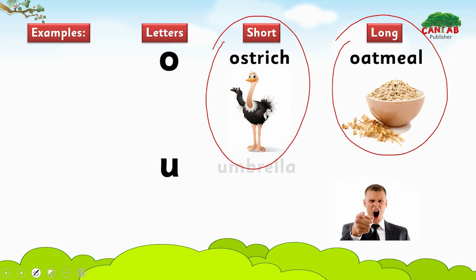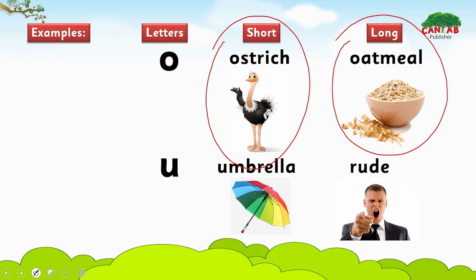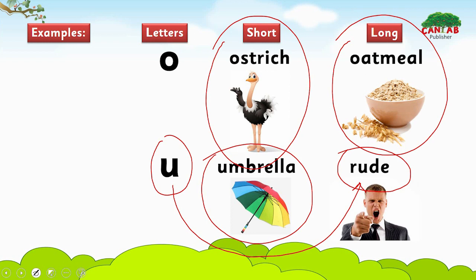The next one is U. So now listen to the sound of U carefully. Here it sounds like umbrella. Umbrella. And here it is rude. Rude. In rude, the U is a long vowel, and in umbrella, it is a shorter sound. That is why the sound differentiates the two words in terms of short vowels and long vowels.